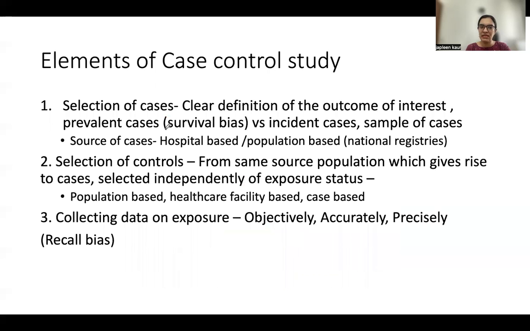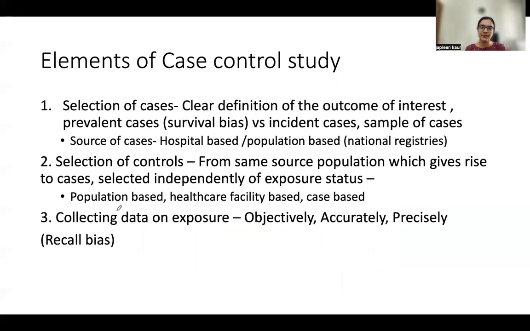Again, how we select the cases: clear definition of the outcome, standard guidelines, right? Then the sources can be hospital-based or population-based. We select the controls from mostly the same source population, but independent of their exposure status. We only see that they don't have the disease; whether or not they have the exposure is not part of selection of controls.